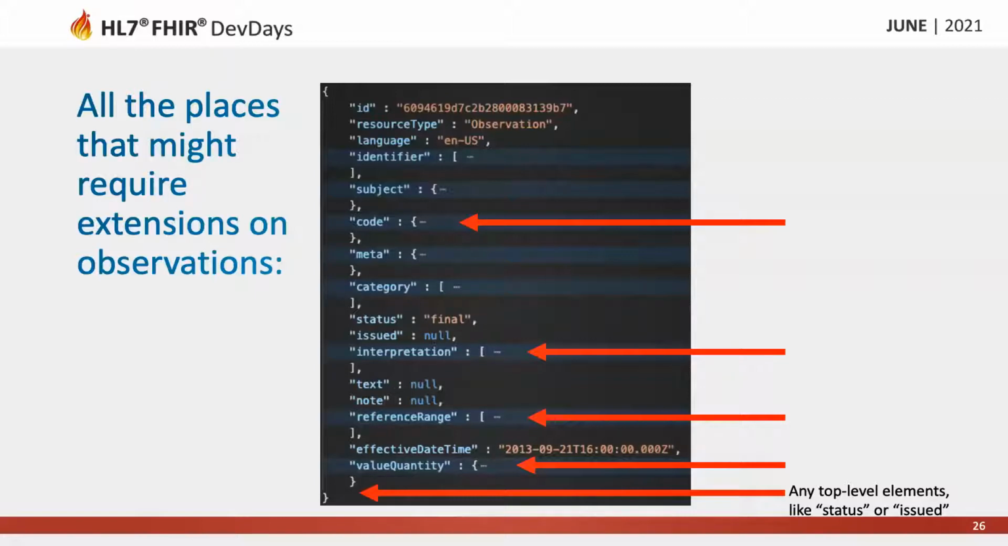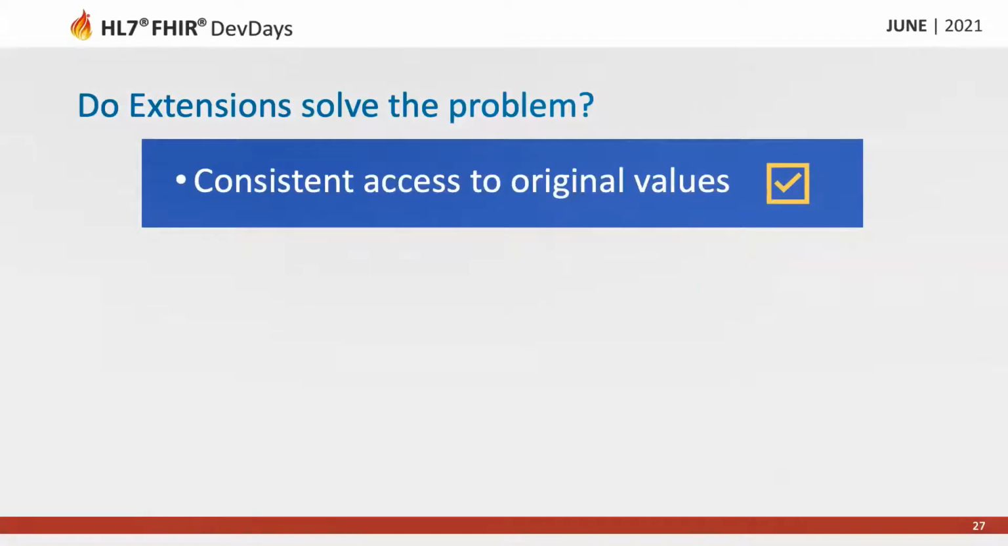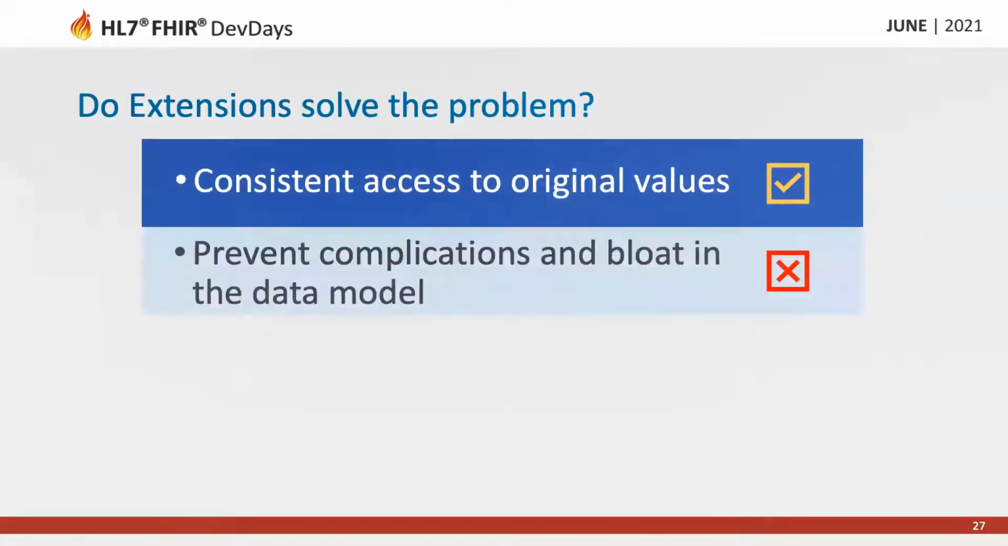And this is just the observation resource. So do extensions meet the criteria we listed? Do they provide consistent access? I would say partially. While they certainly provide the data, they will pop up all over the place, making it hard to automate. Prevent complications and bloat?